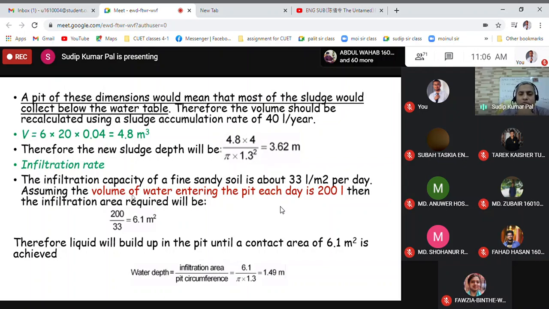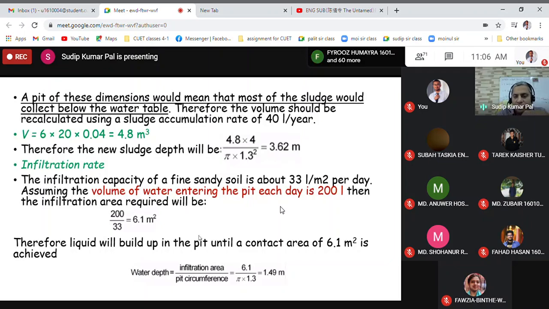Assuming the volume of water entering the pit each day is 200 liters, then the infiltration area required will be 200 by 33, which means 6.1 square meters. If we use the circumference of this circular trench, then the circumferential area is pi into d. You know, the circumferential area is pi into d, so pi into d is 1.3. In this case, you can see that the liquid depth required is 1.49 meters for infiltration, if there is a chance of infiltration. If there is no chance, then you can reduce. I just put it to show you what sort of things may come in.